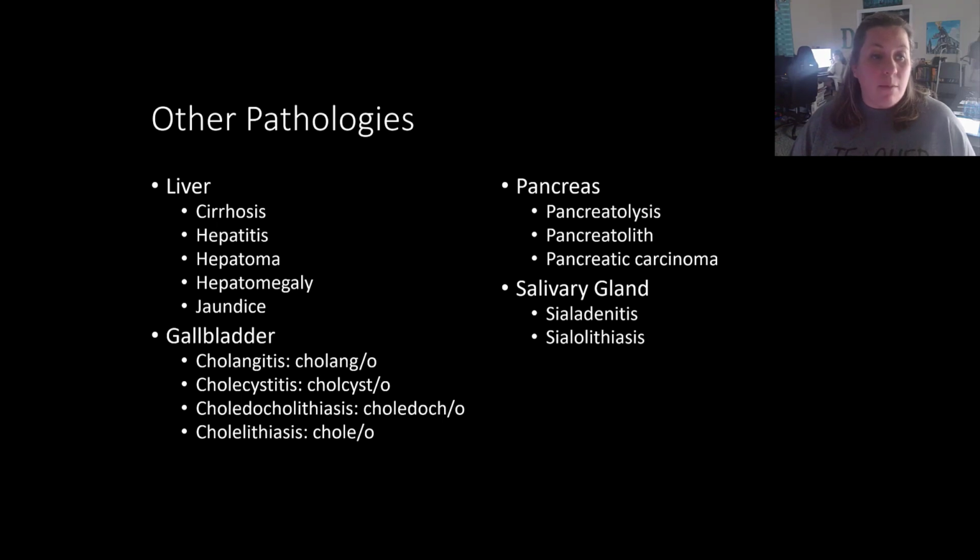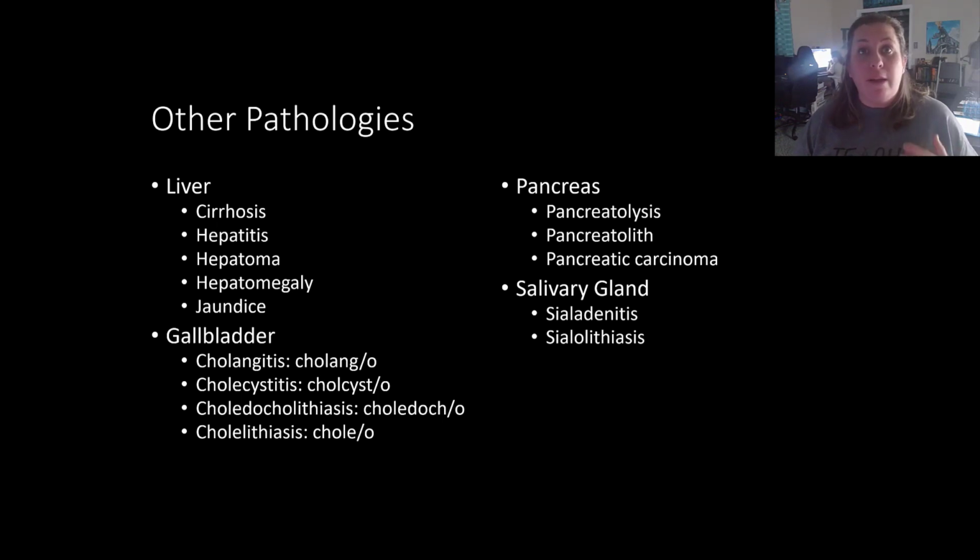Now, if we go with the gallbladder, you have cholangitis, which is inflammation of the bile vessels. You have cholecystitis, which is going to be inflammation of the gallbladder itself. You can also end up seeing that there are gallstones that develop in the bladder. This is known as cholecystolithiasis, where we have actual gallstones building up.